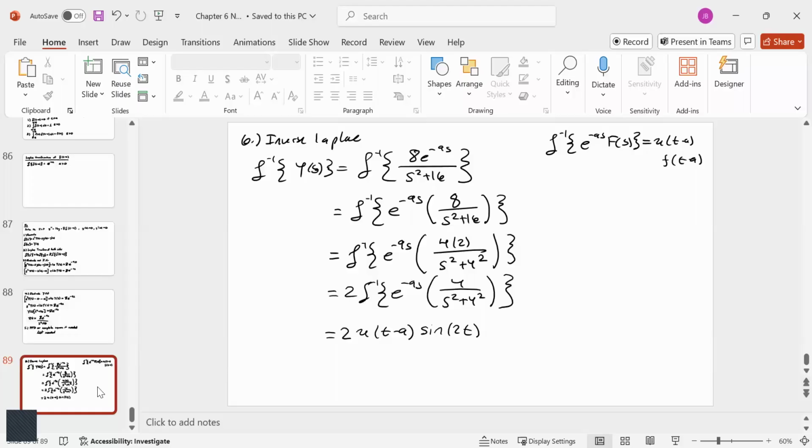However, I have to shift it over. We'll do t minus a. And so this is equal to 2 step function t minus 9 sine of 2 times t minus 9, like that. Forgot the minus sign. And there's the answer.